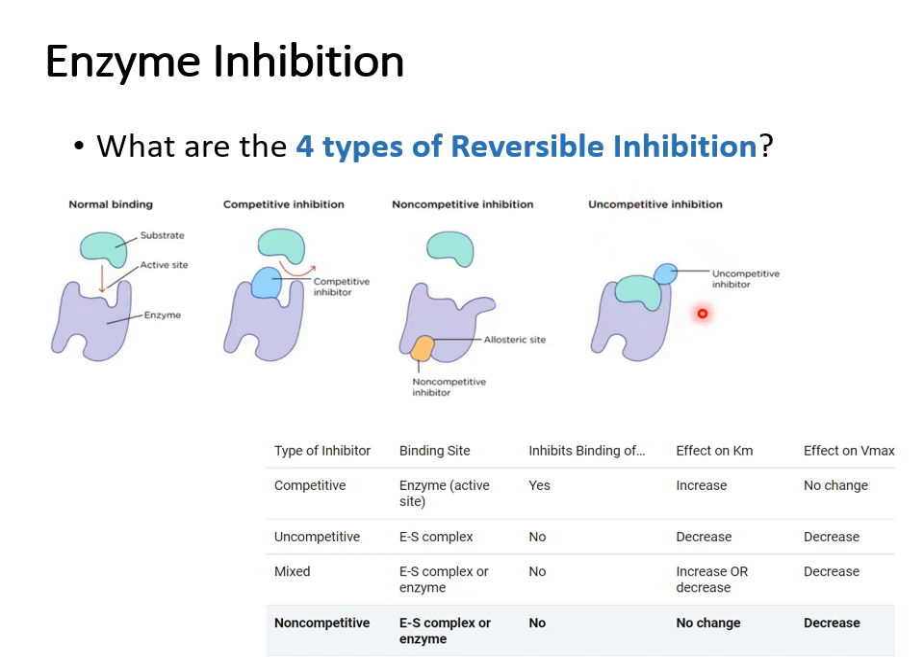The last one is uncompetitive, and you notice that the inhibitor can only bind to the enzyme-substrate complex. So it can only bind when the substrate has already bound to the enzyme. It can't bind to a free enzyme. So you notice over here and here, the inhibitors are already bound to just the enzyme without the substrate. So that's the difference with that one.